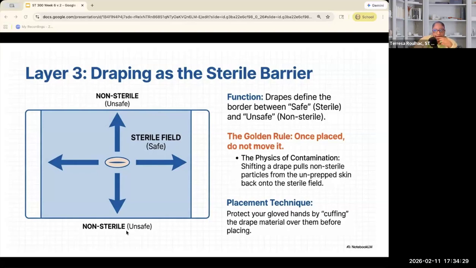Now let's think about this together. If a drape looks slightly off after placement, what risk comes with trying to adjust it even a little bit?